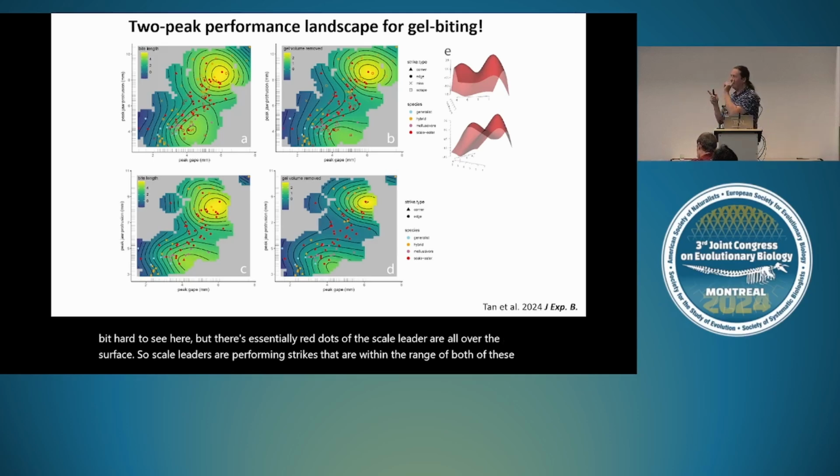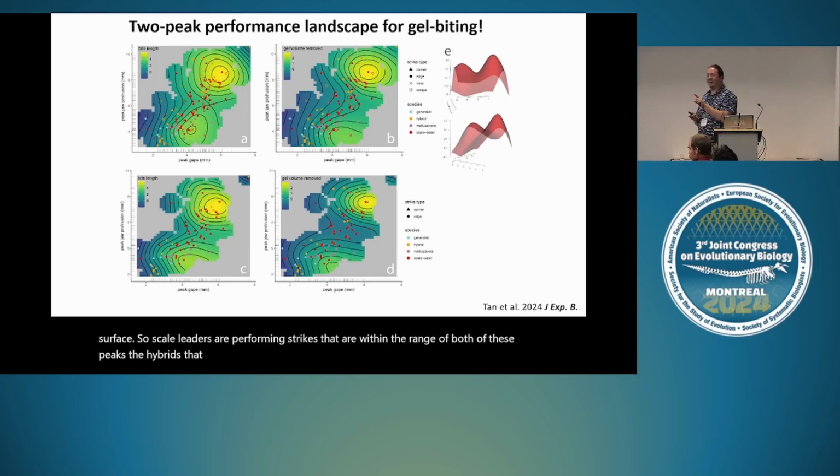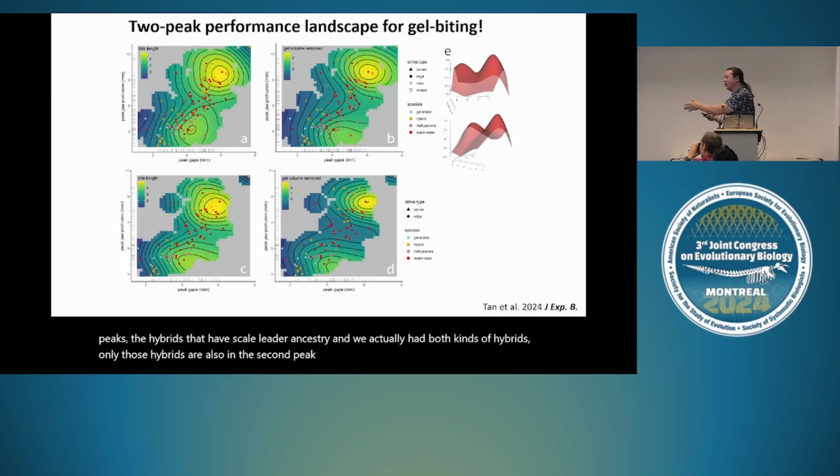The hybrids that have scale eater ancestry, and we actually had both kinds of hybrids, only those hybrids are also in this second peak where there's larger jaw protrusion, larger peak gapes, right?